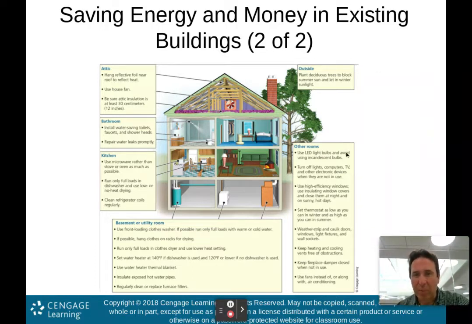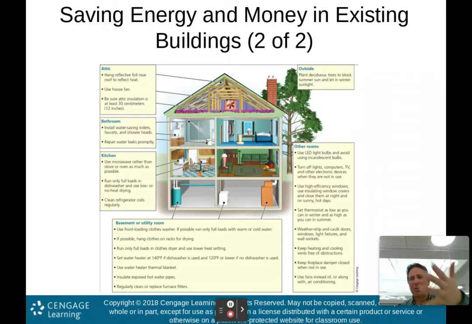Again, use LED light bulbs. Turn off the lights, computers, when not using them, right? Use those high efficiency windows. Set the thermostat low, right? Caulk your doors, windows. That's that white stuff. Light fixtures to decrease the heat loss. Use fans with air conditioning or instead of air conditioning, right? In the basement, hang clothes on racks for drying. You can do that instead of running the dryer, right? Use a water heater thermal blanket. You put a blanket around your water heater, which helps keep the hot water hot, and therefore you don't have to run the water heater as much. Regularly clean or replace those furnace filters, again, to keep your heater more efficient.